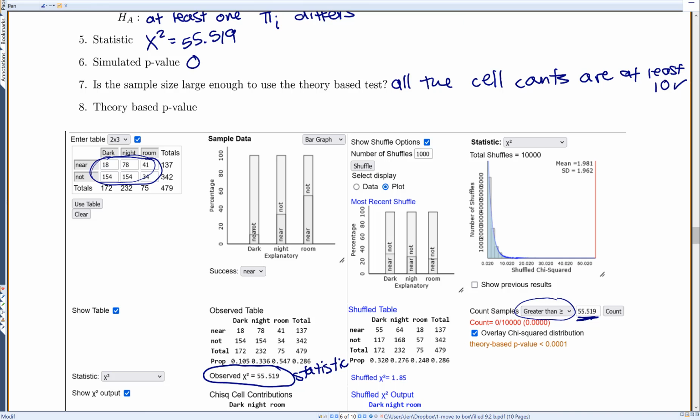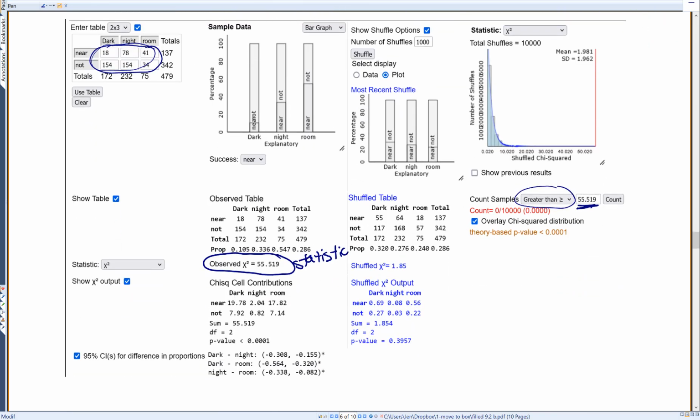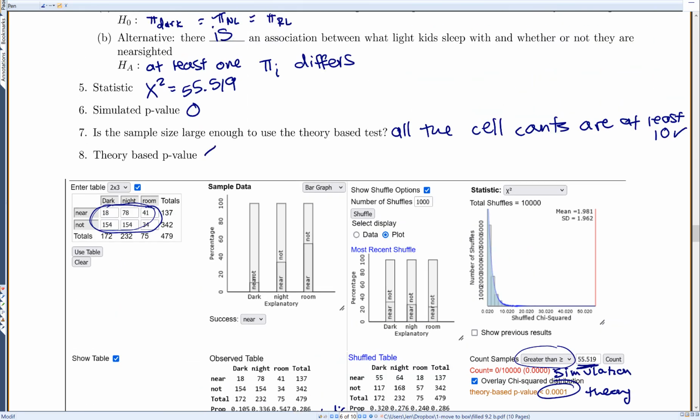Now we need our theory-based p-value. Remember, it's on here in 2 locations. You can look at your theory-based p-value right here, or right here. This is your theory, whereas this red one is your simulation. So that's our simulation. This is your theory. So it says less than 0.0001. It just doesn't go lower than that on this applet.